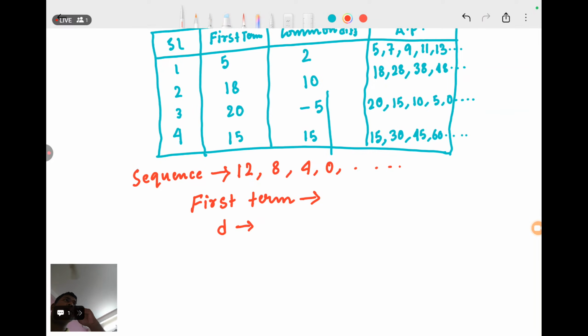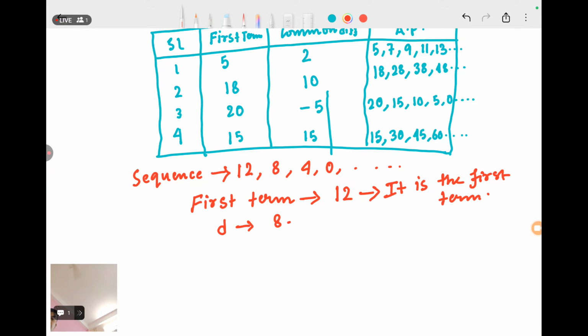Can anyone say me what will be the first term and what will be the common difference? So here the first term will be 12. As you can see in the question, the first term will be 12. It is the first term of this given sequence, and common difference is 8 minus 12, and that is 4.